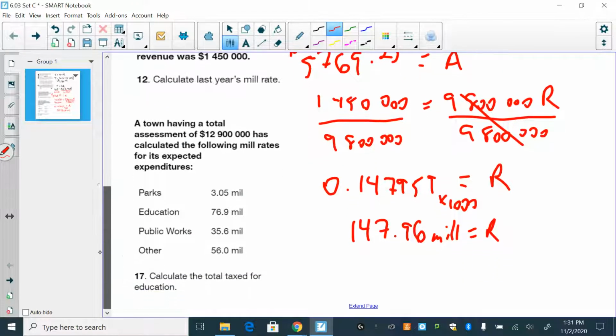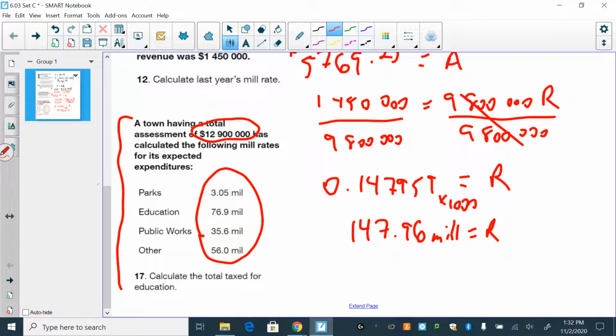Okay, so let's look at this next question. So this is number 17, and all of this belongs to 17. So I'm not going to do the whole thing, but let's just look at this. A town having a total assessment, so there's your A value, has calculated the following mill rates for its expenditures. So you got parks, education, public works, and other. So what you're going to do for this question is you're going to add these all up because I don't care about the individual one because I want to know the total tax. Okay, so add these all up and then divide by 1,000, and that'd be your R value. You have your A value, and then you can solve for your T.